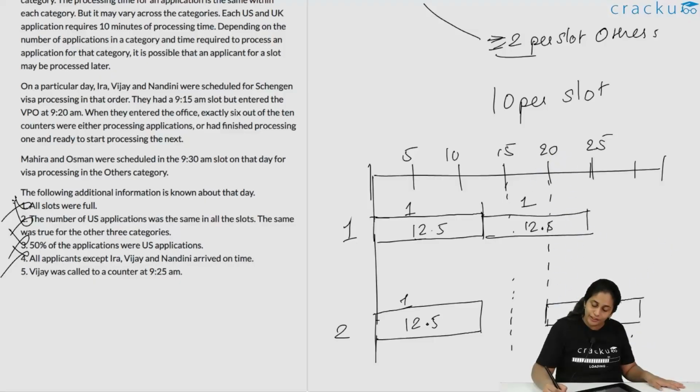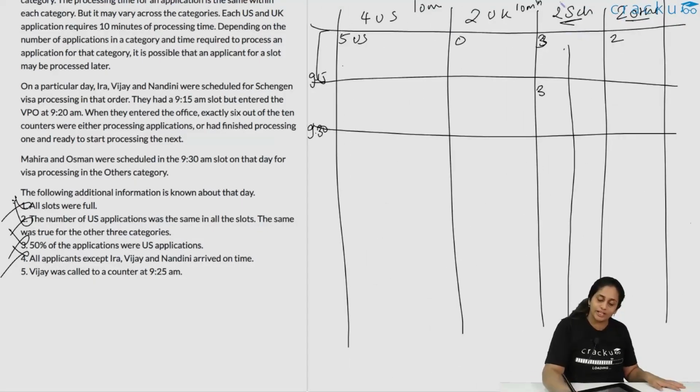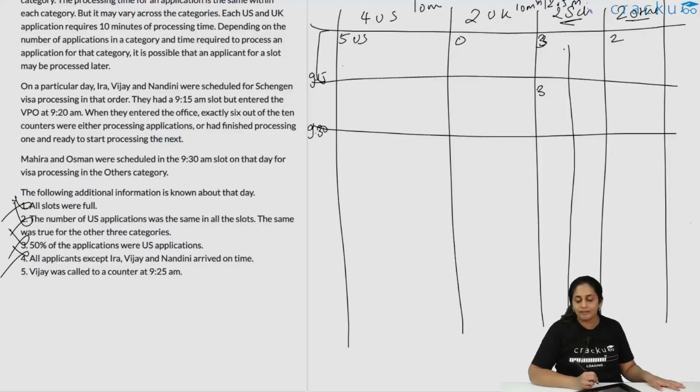Her application would finish at 9:32.5. So this is 12.5 minutes. This is slot number 2. This is Ira. This is Vijay, who would come in over here and his application would finish at 9:37.5, that is after another 12.5 minutes. Which means that from the fact that he's called at 9:25, I can infer that the Schengen application is taking 12.5 minutes per application.